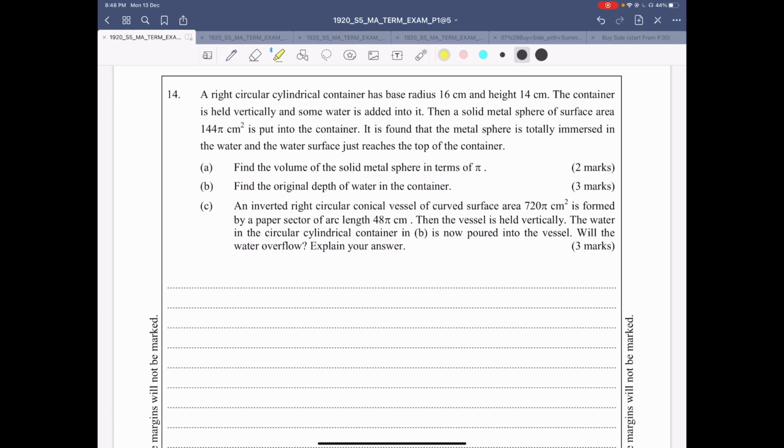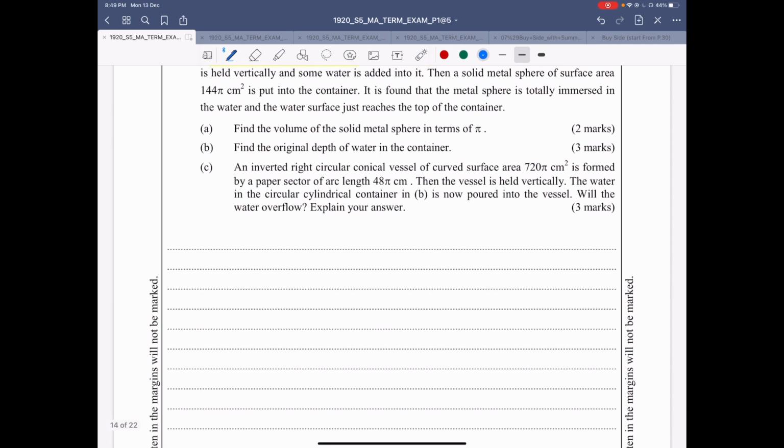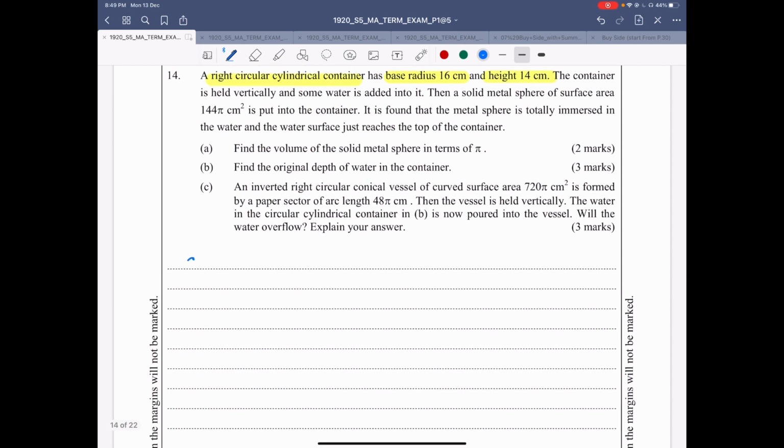First information: you are given that a right circular cylinder container has a base radius of 16 cm and a height of 14 cm, and it is held vertically, and some water is added into it. So you can draw it out. A circular cylinder should be like this, right? Sorry, I'm not drawing to scale, but it doesn't matter because in the real exam you only need to know the numbers. So the base radius is 16 and the height is 14.